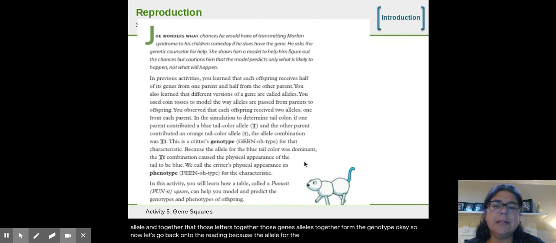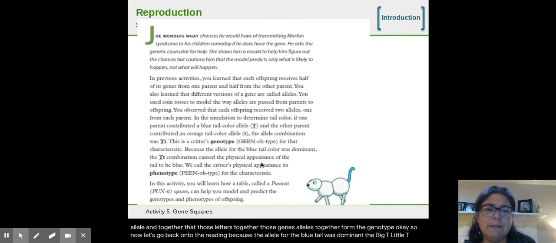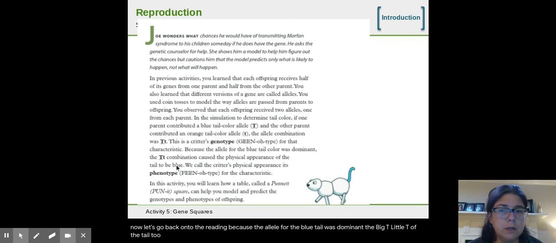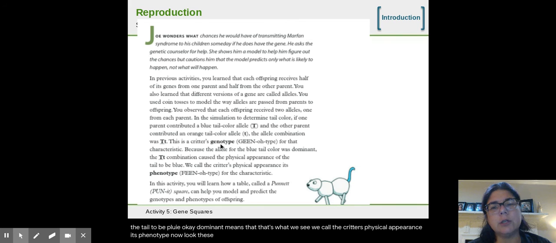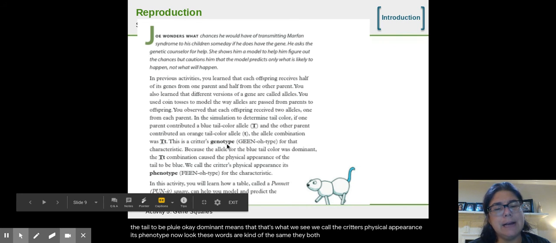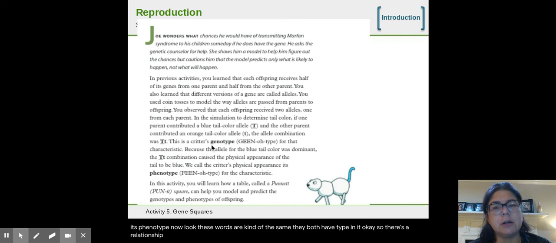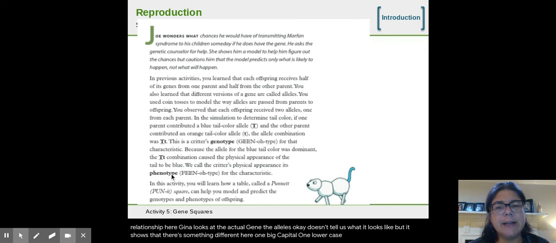Because the allele for the blue tail was dominant, the big T, little t combination caused the physical appearance of the tail to be blue. Okay, dominant means that that's what we see. We call the critter's physical appearance its phenotype. Now look, these words are kind of the same. They both have type in it. Okay, so there's a relationship here. Geno looks at the actual gene, the alleles. Okay, it doesn't tell us what it looks like, but it shows that there's something different here. One big capital, one lowercase. Phenotype is the actual physical expression, what we see.